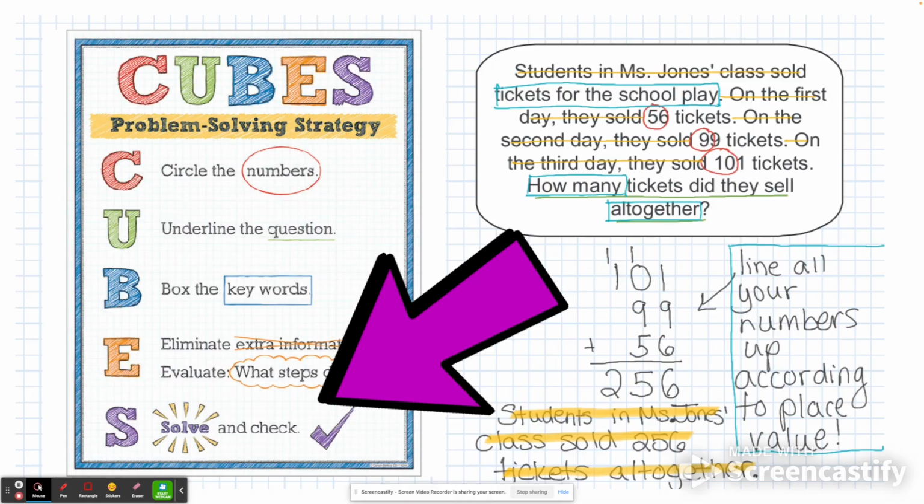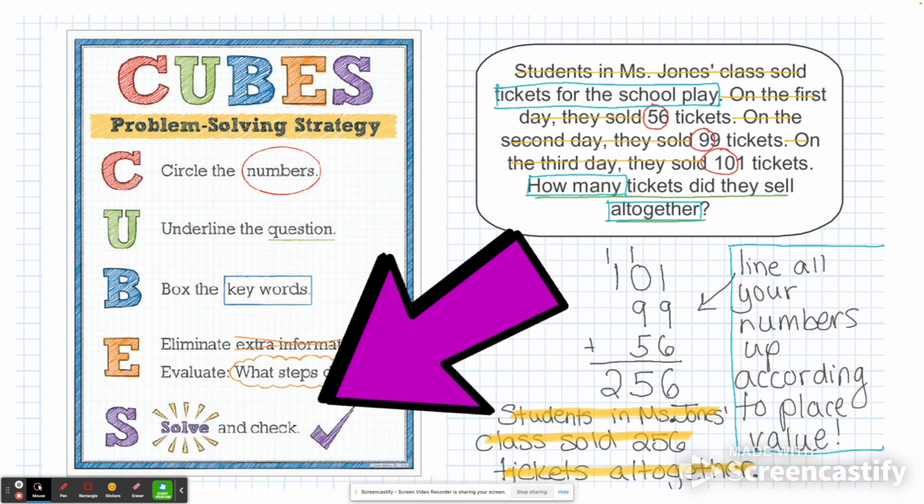Now, a couple of things I want you to note here. First off, we need to check our math before we write out any final statement. How we can do that is we can go back to make sure we've used all the correct numbers in the question. Sometimes we can make silly mistakes and accidentally write down, let's say 57 tickets instead of 56. It happens, and that's okay.